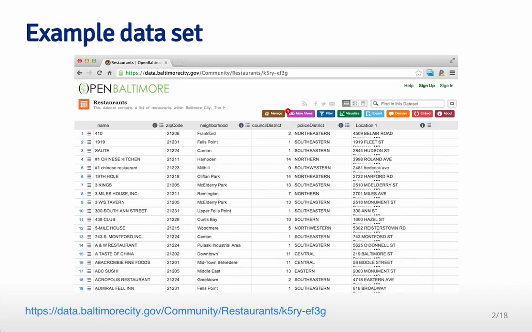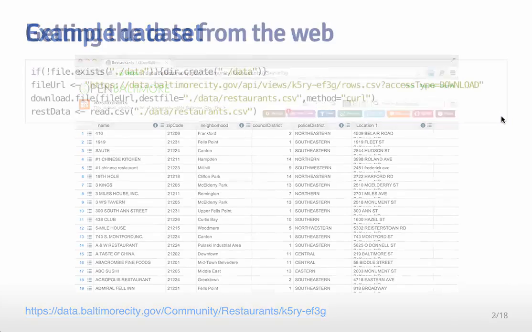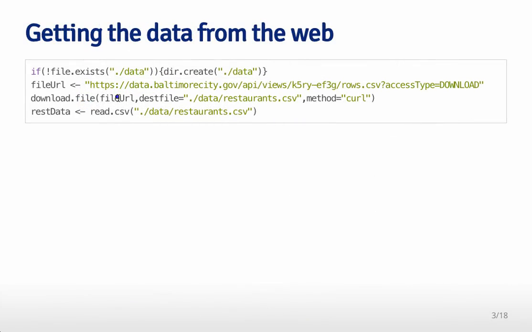So we're going to be looking at this example data set here, and this is actually a data set about restaurants in Baltimore. We've collected this data set again from the web, and if you go to this URL and then go to export, you'll be able to see a list of different versions of this data set. We're going to look at the CSV version. So we create a data directory, and again, this is the URL that points to the CSV version of the data set that we're going to be talking about, the Baltimore City data. We're going to download that file and then read it in with read.csv. So this is what you remember from reading data in from internet sources.